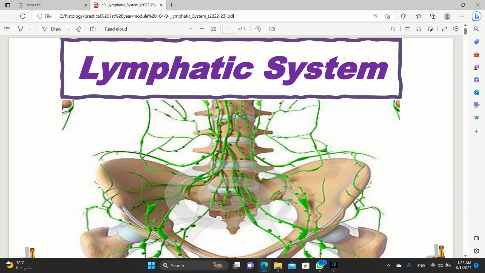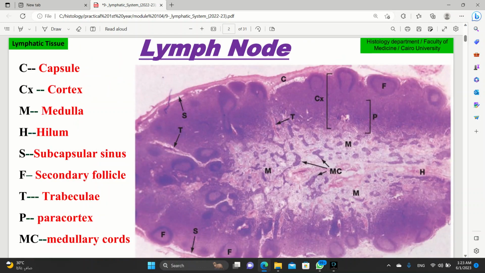So we'll start with the lymphatic system if you're here, because the last thing you've studied was 104, and that's basically what I'll start with because it's easy to be memorized. So the lymphatic system, the first thing we got to start with is the lymph node.